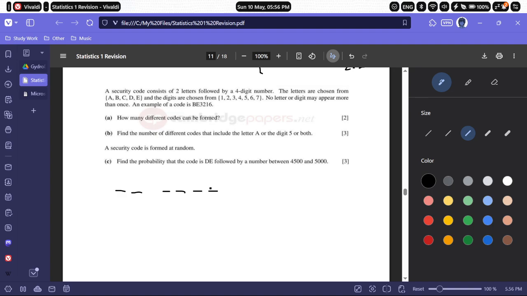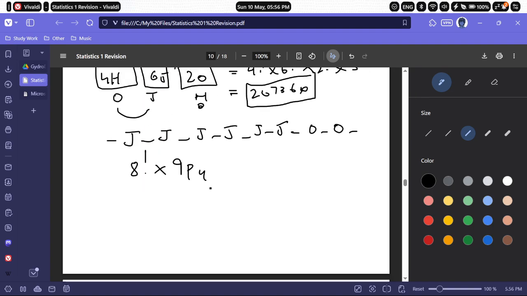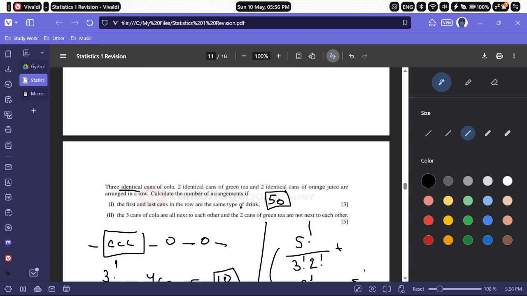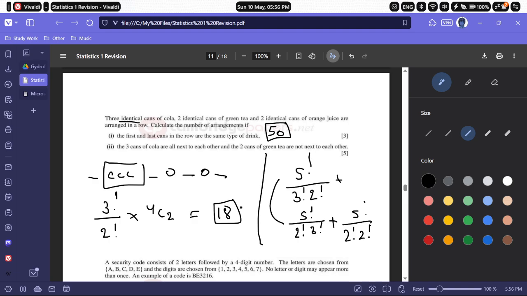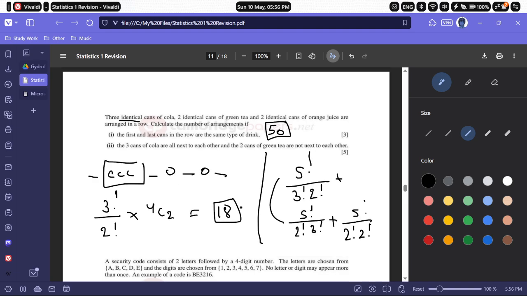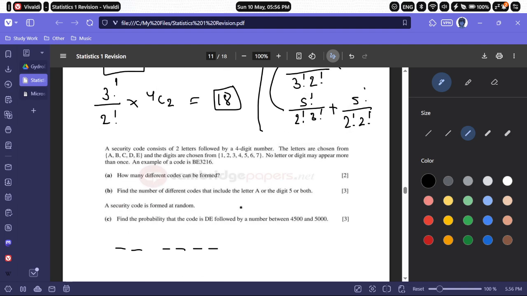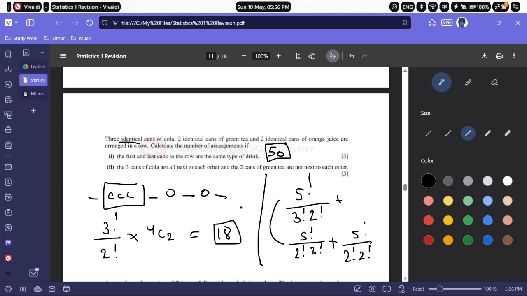Wait, can you subtract three cans together and two cans together? Wait, sorry. Can you just frame your question? Are you talking about the case where you consider when the two cans of green tea are together, and then you subtract that from the total cases? Because you can completely do that.